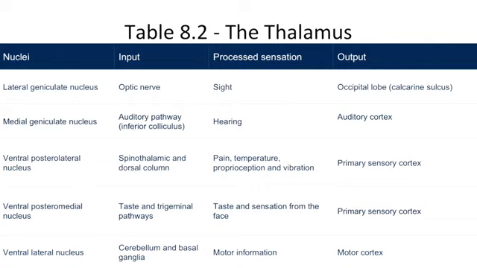This is table 8.2 from your text, which shows the highest yield information relevant to the thalamus. We've covered or will cover all of these pathways throughout the various sections in this chapter, so I'm not going to spend time mapping out each of these pathways right now. However, this table is a good summary of the pathways that interact with the thalamus, and you will need to know all of this information for step 1.